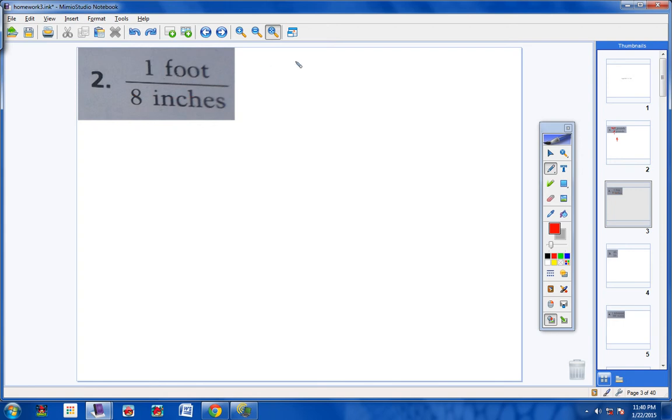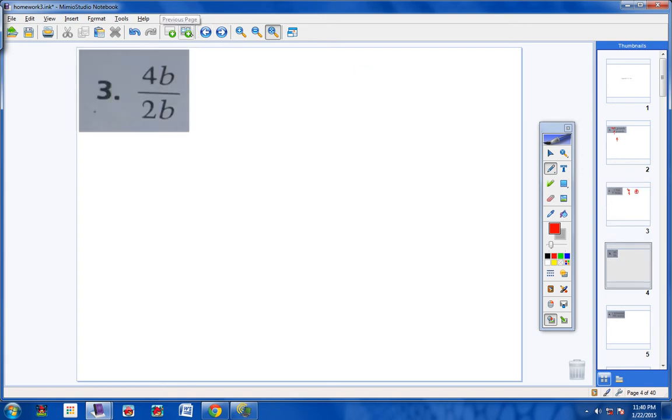So 1 foot is 12 inches. So I really have 12 over 8. 4 goes into both of those numbers. And so my reduced simplified ratio is 3/2. Okay, moving on to number 3.